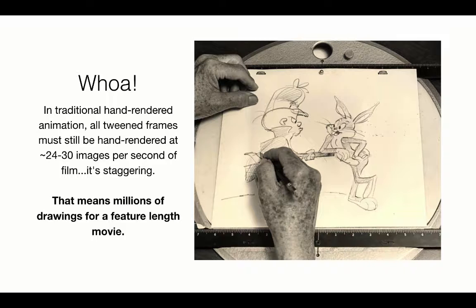Okay, so that's incredible, right? If you think about it, in traditional hand-rendered animation, all tweened frames must be hand-rendered. That means that every one of those still frames in between must be hand-rendered. Imagine 24 to 30 images per second of film. That is staggering when you consider some of these feature-length movies that were produced like in the 50s, like Fantasia, and even in cartoons. That's millions of drawings.